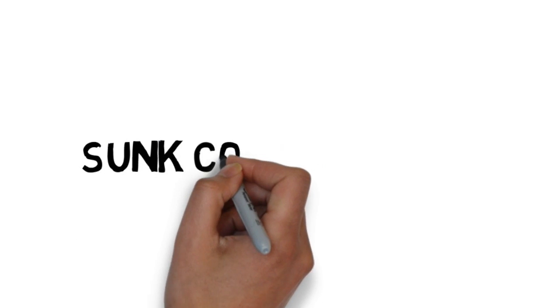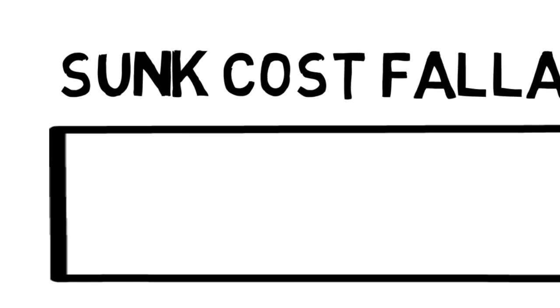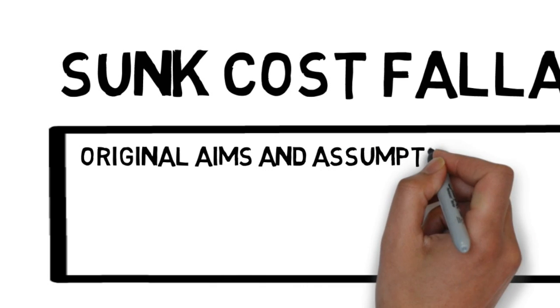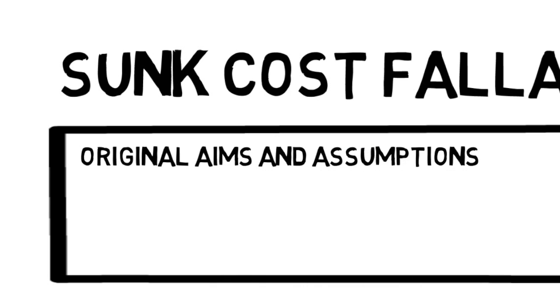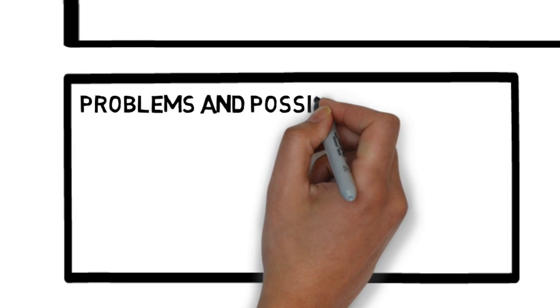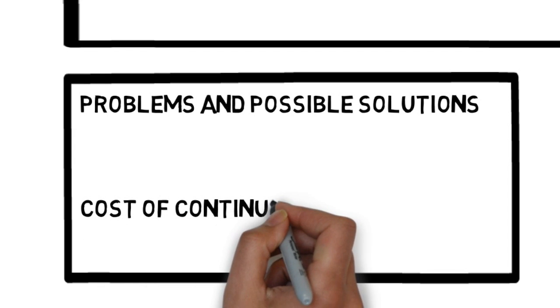This technique is called the sunk cost fallacy because it helps you get away from considering costs you've already spent when you're trying to work out whether to carry on with a project or not. So start off by writing down your original aims and assumptions on a piece of paper. Underneath that, write down what problems you're hitting and what possible solutions there are, and what the costs might be of continuing with the project.